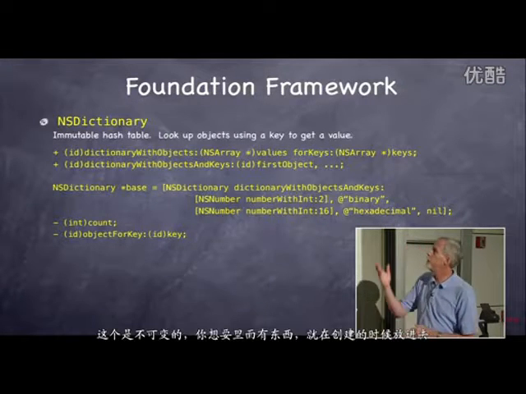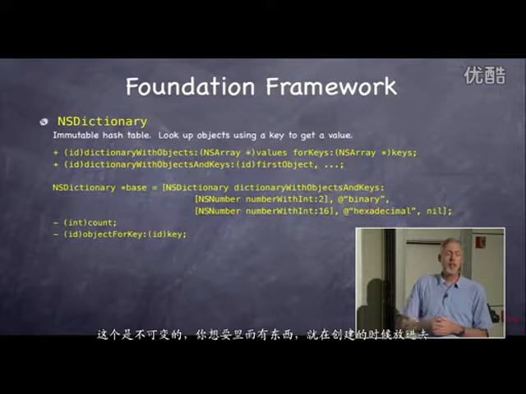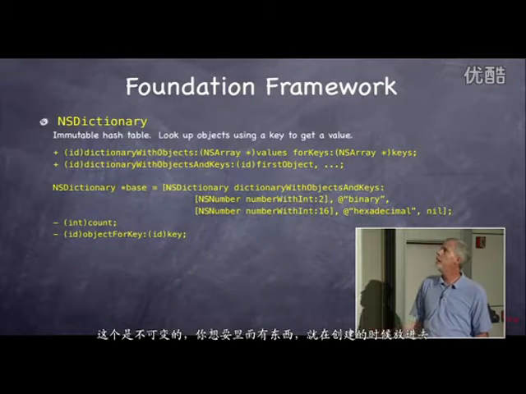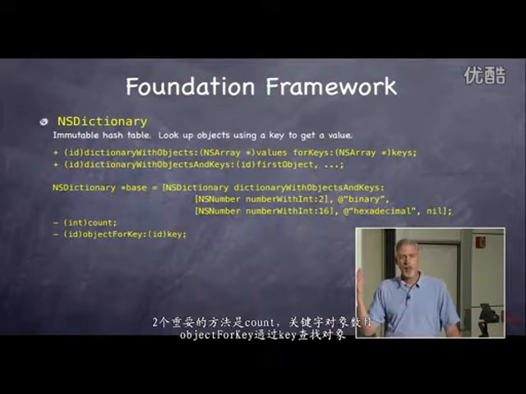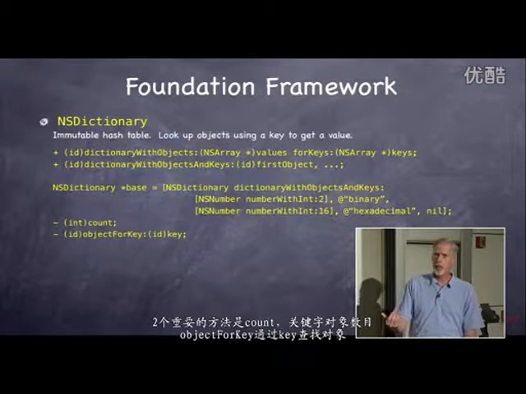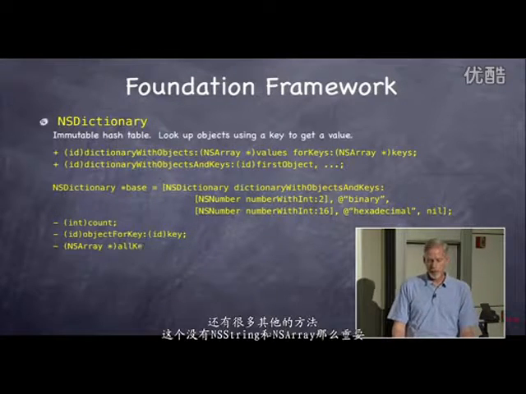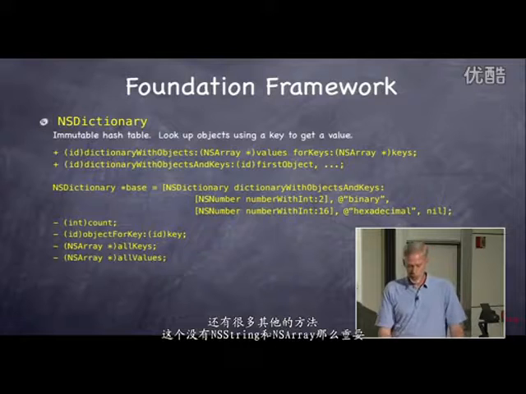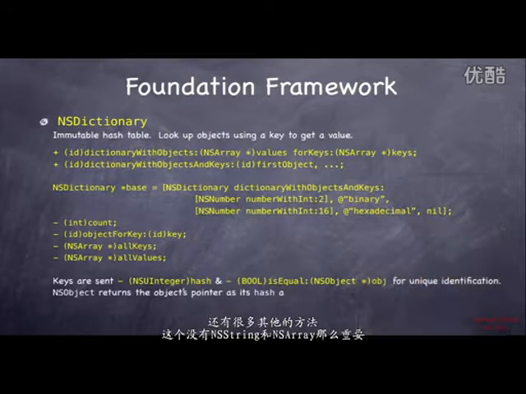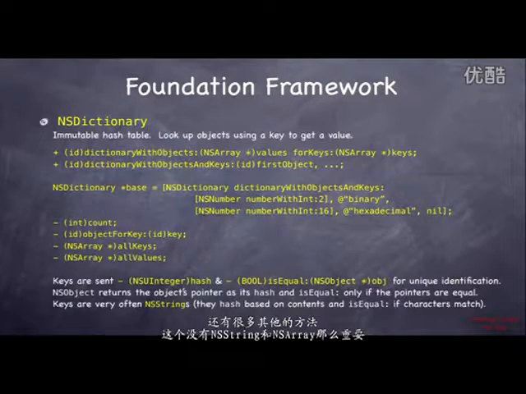This is immutable, so if you want to have objects in this dictionary, you've got to do it at creation time. The two important methods are count, which tells you how many keys are in the hash table, and object for key, which takes a key, looks it up in the hash table, and returns you the object. You can also, for example, get all the keys or all the values as an array. There's a bunch of other methods in NSDictionary. Not quite as important to know those as NSArray and NSString.